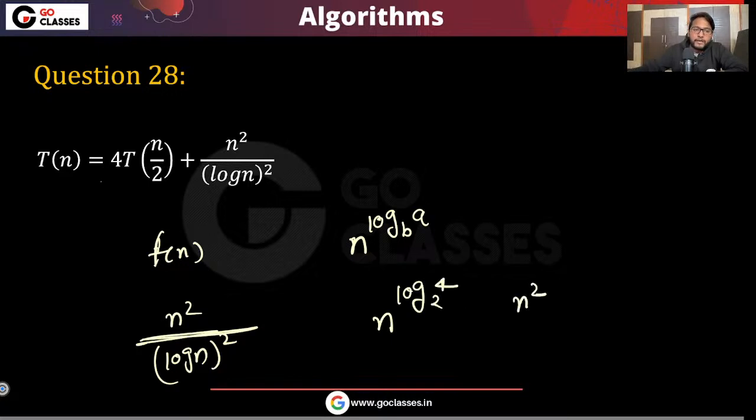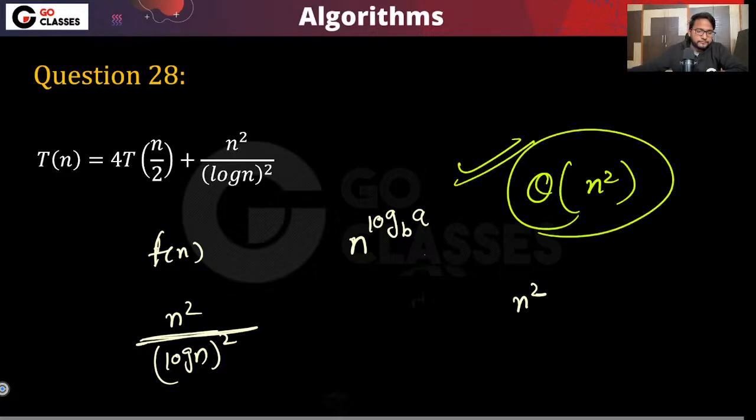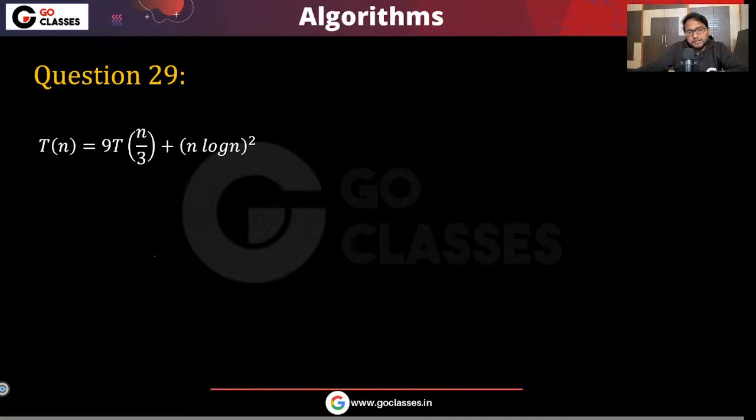So here you have n square and here you have n square divided by log n, now it is division by log n. If it is multiple divisions, then you know the answer. What is the answer here? This is theta of n square only. Now let's see this. This is f(n).